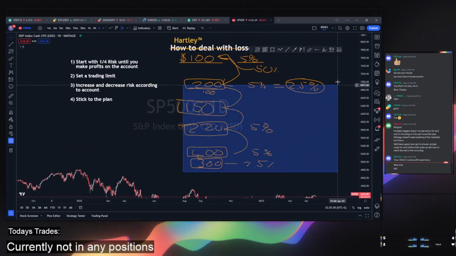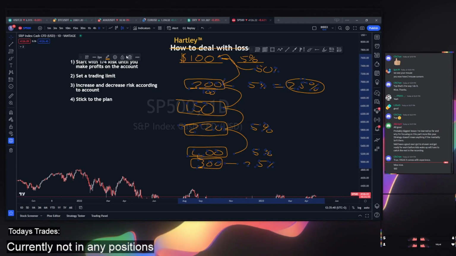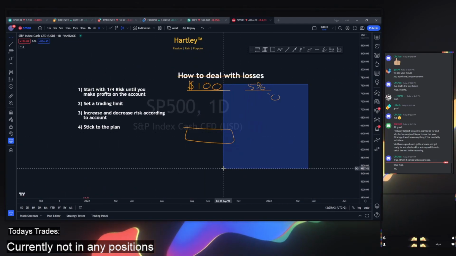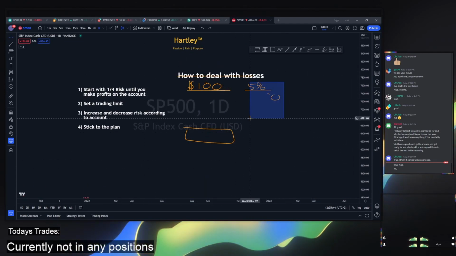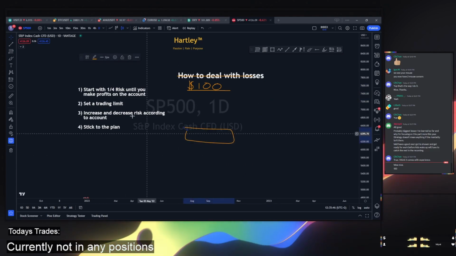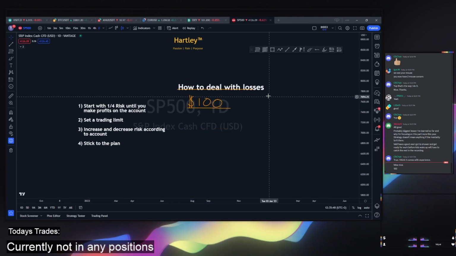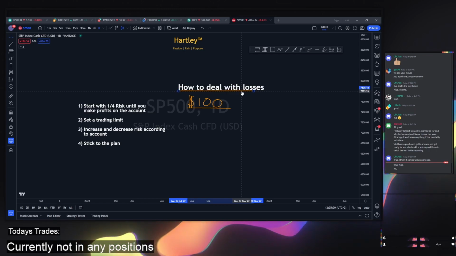That's how the risk management pattern comes along. So you've got to understand when to risk more and when to risk less. Let me delete all of this. And that's basically the understanding of how to deal with losses.